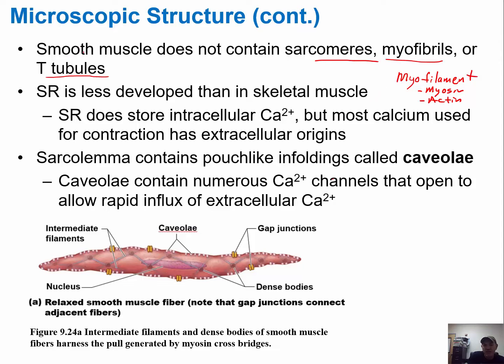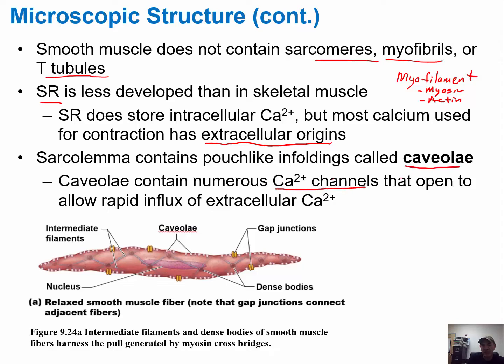Regarding the sarcoplasmic reticulum, the SR, it's going to be less developed than in skeletal muscle. So if skeletal muscle gets its calcium ions from the sarcoplasmic reticulum, and smooth muscle doesn't have as much sarcoplasmic reticulum, then where are we going to get our calcium? Well, most of the calcium used for contraction is going to come from outside the cell, so extracellular origins for that. And so where does the calcium enter? It's going to enter through calcium channels that are located in little pits called caveoli.